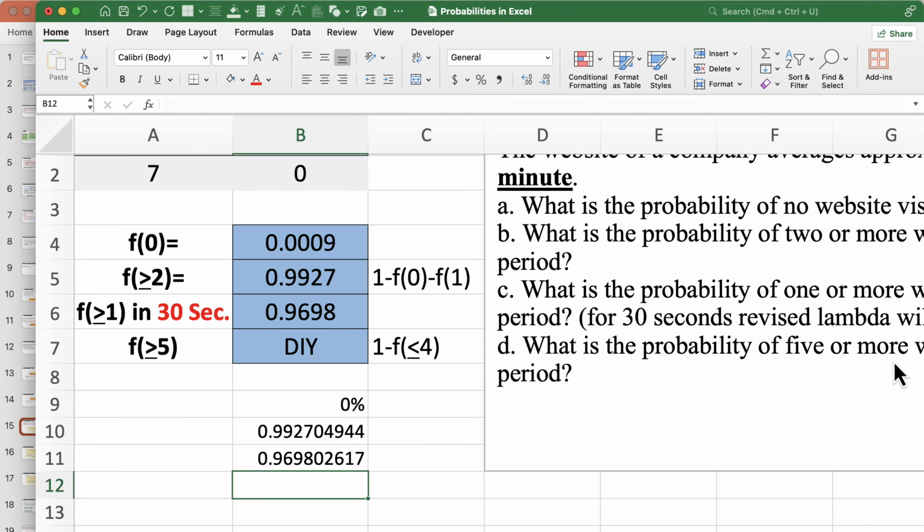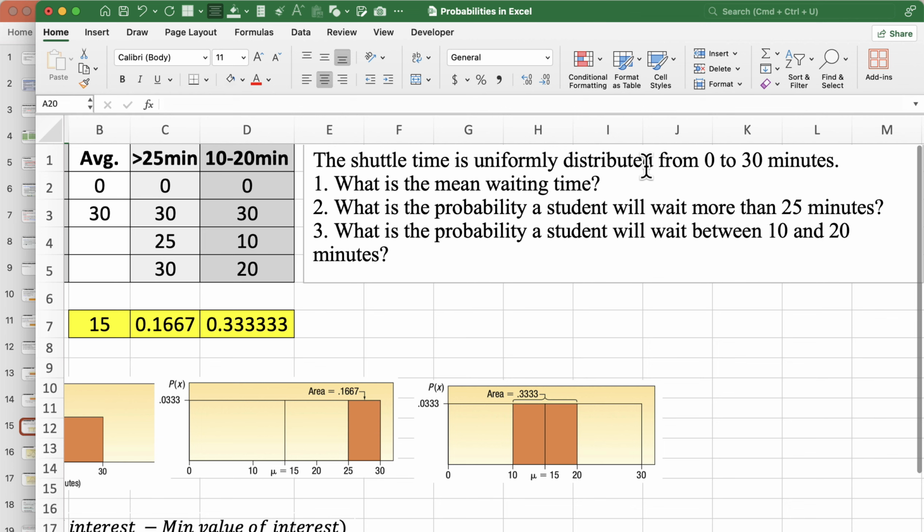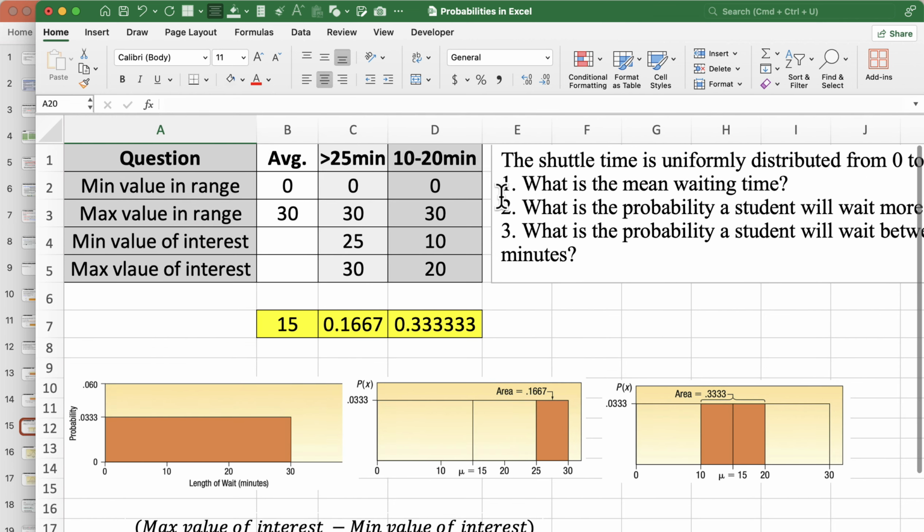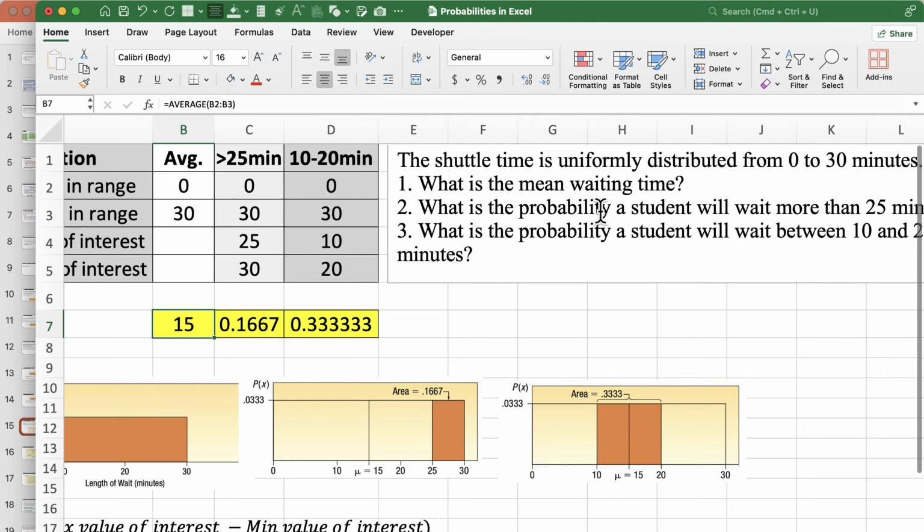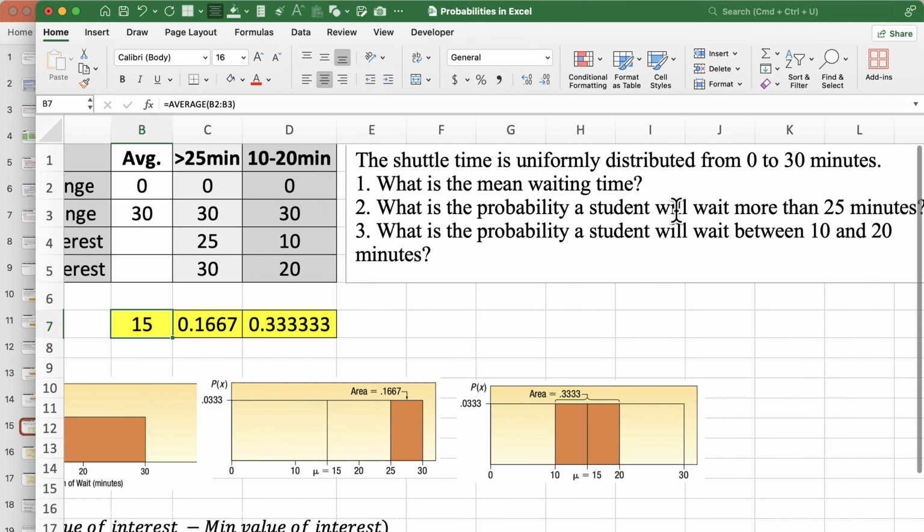Let's do this in Microsoft Excel. Shuttle time is uniformly distributed from 0 to 30 minutes. What is the mean waiting time? So mean waiting time is just the average of minimum values 0 and 30, that's 15. The next question is, what's the probability that a student will wait more than 25 minutes?